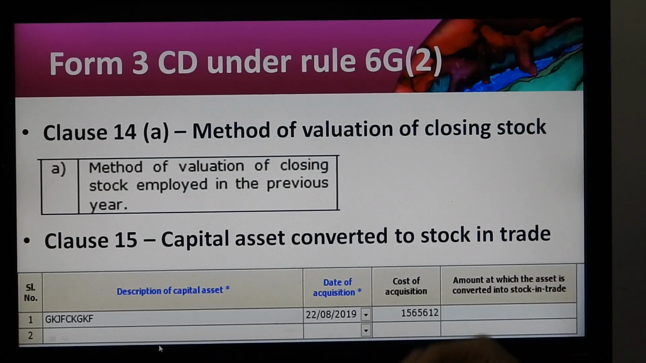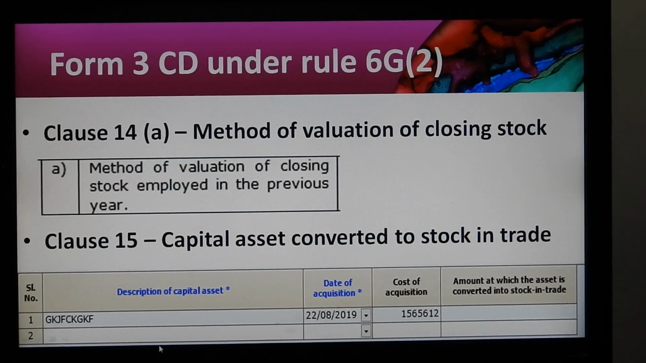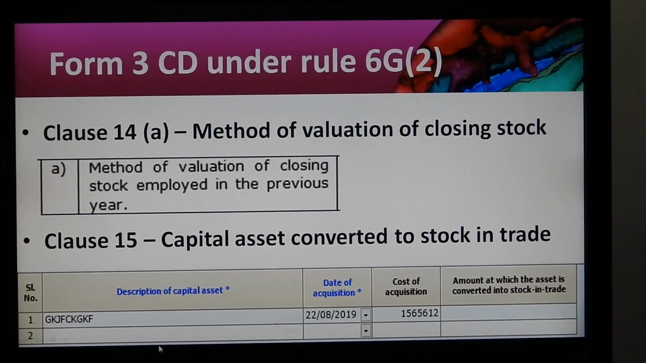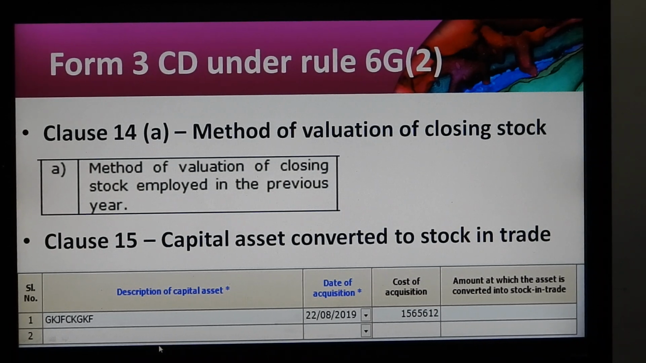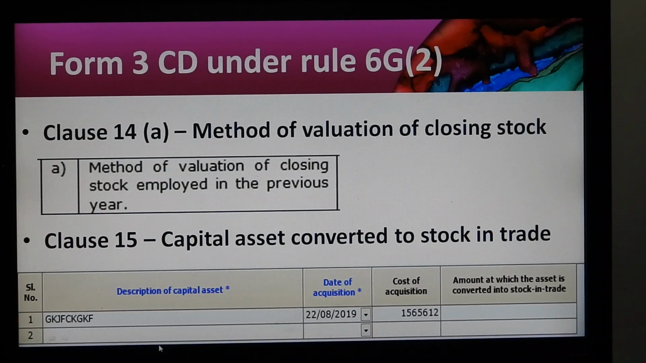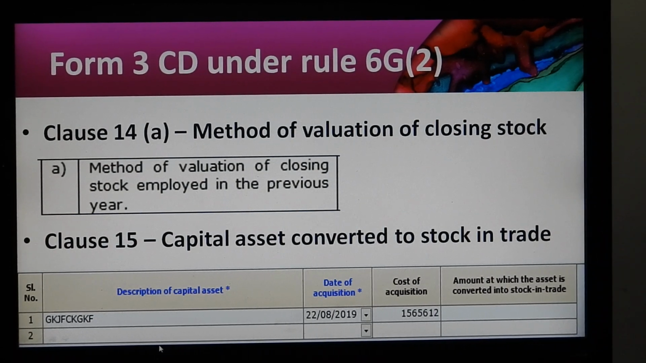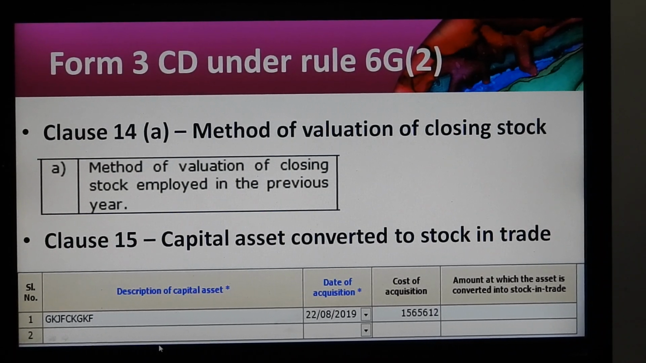Next, clause 14A, valuation of closing stock. Normally we write that closing stock is valued at cost or NRV, whichever is lower. But no, this is not the right way. You need to mention the method. What are the methods? Are they valued on FIFO or weighted average method? You need to mention it.